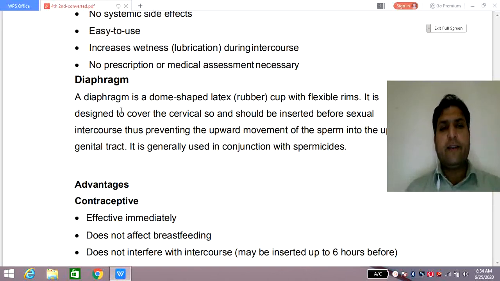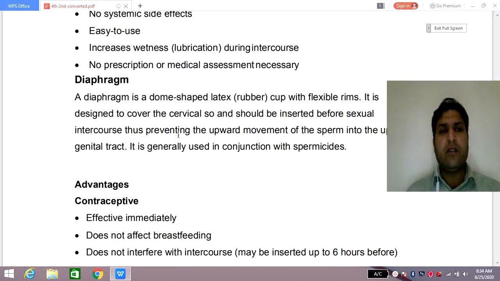The next one, which is very important, is the diaphragm. A diaphragm is a dome-shaped latex cup with flexible rims. It's designed to cover the cervix and should be inserted before sexual intercourse. It's also one of the barrier methods. And yes, of course, it is generally used in conjunction with spermicides.